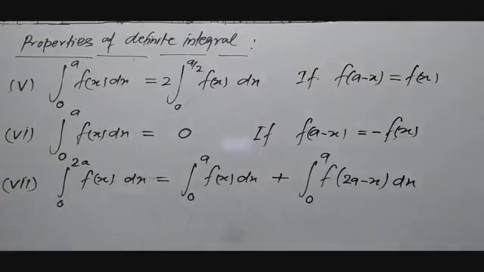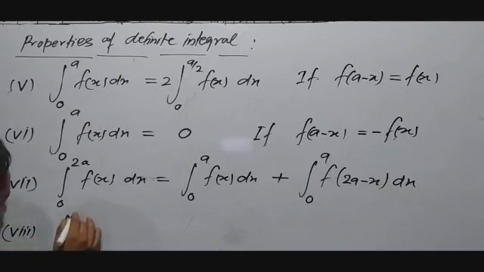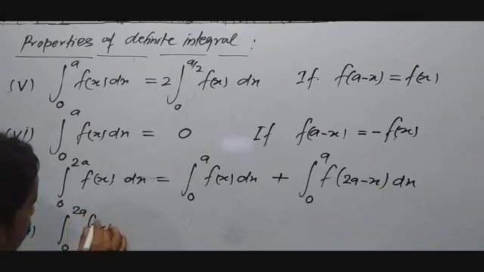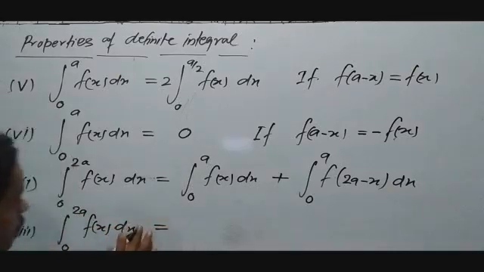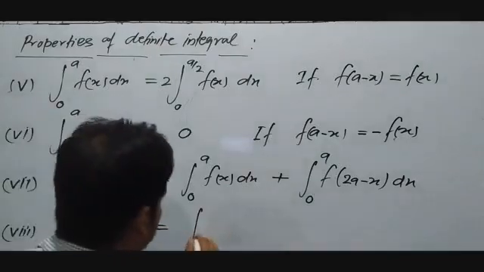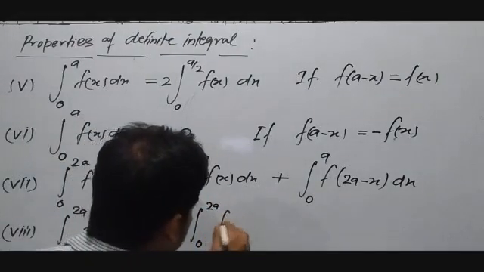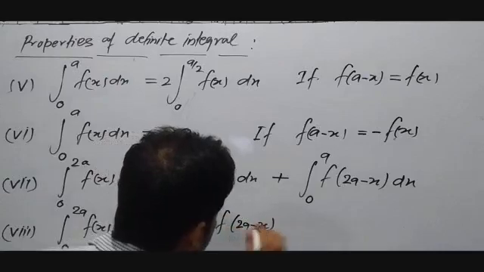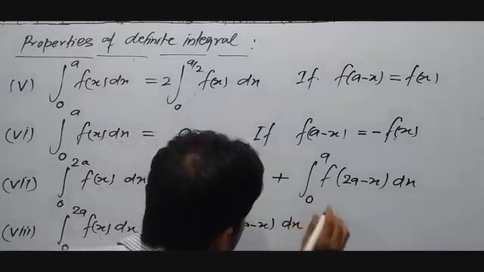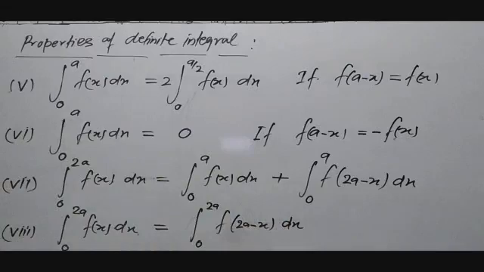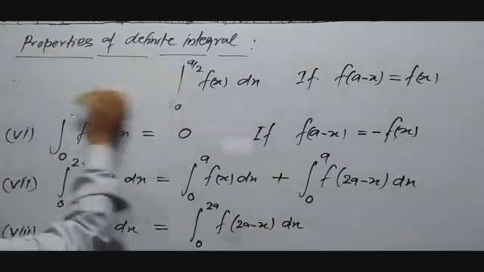Now come to the eighth property. The eighth property is the integral from 0 to 2a of f(x) dx. What can you write? Its result is the integral from 0 to 2a of f(2a minus x) dx.